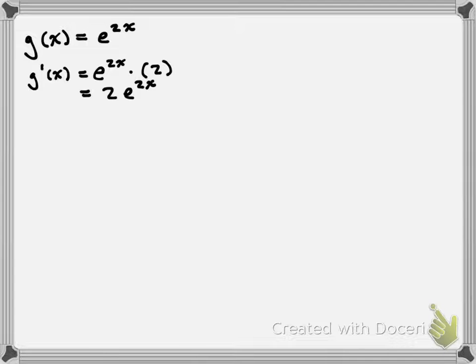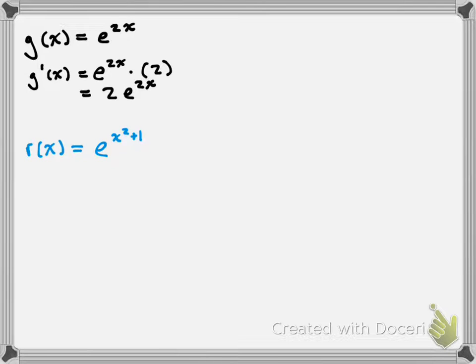Okay, let's take a look at another example. So in this scenario, let's say we have a function r of x, and let's say r of x is equal to e to the power of x squared plus 1. Well, again, this is another composite function. The outer function behaves like e to the power of x, but it's like I've taken that x and replaced it with x squared plus 1. So my inner function would be x squared plus 1.